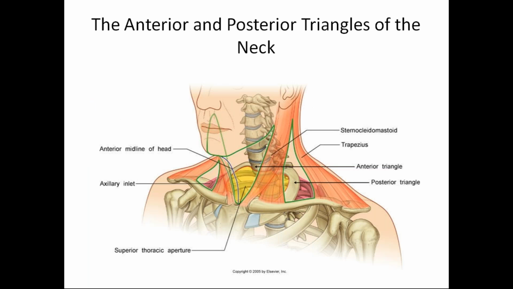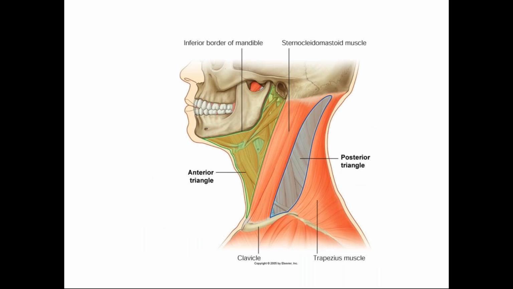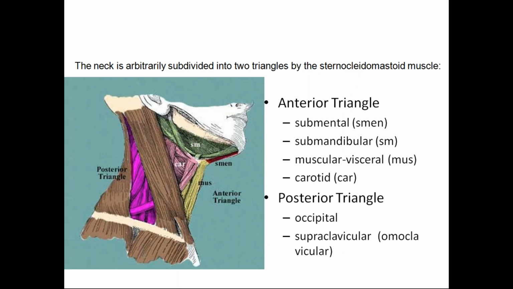So let us discuss the different triangles of the neck. This is the sternocleidomastoid muscle, which divides the neck into the anterior triangle and the posterior triangle. The inferior border is the clavicle, and here is the trapezius muscle. So the neck is arbitrarily subdivided into two triangles by the sternocleidomastoid muscle: one is the anterior triangle, another is the posterior triangle.